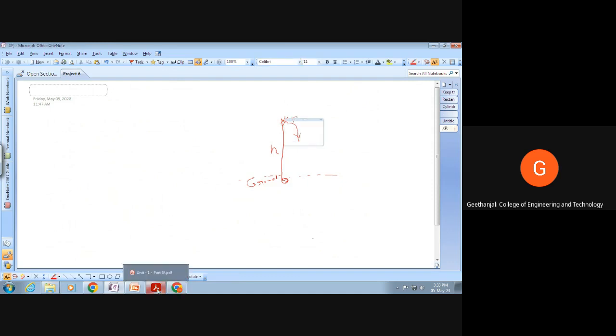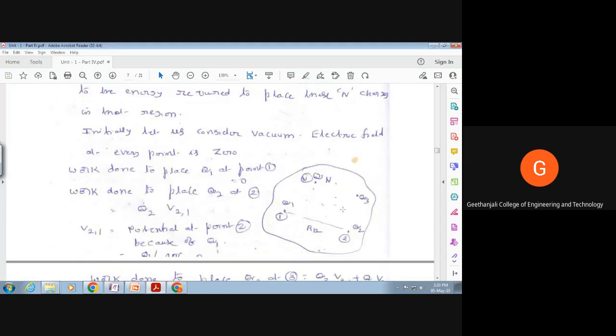Now here, we want to find out the energy of the system containing n number of point charges. Because energy is constant, whatever energy I have spent in placing these n number of point charges at the respective places would be preserved in the form of potential energy. So the energy of the system containing n number of point charges is nothing but the energy that we have spent in placing these n number of point charges at the respective locations.